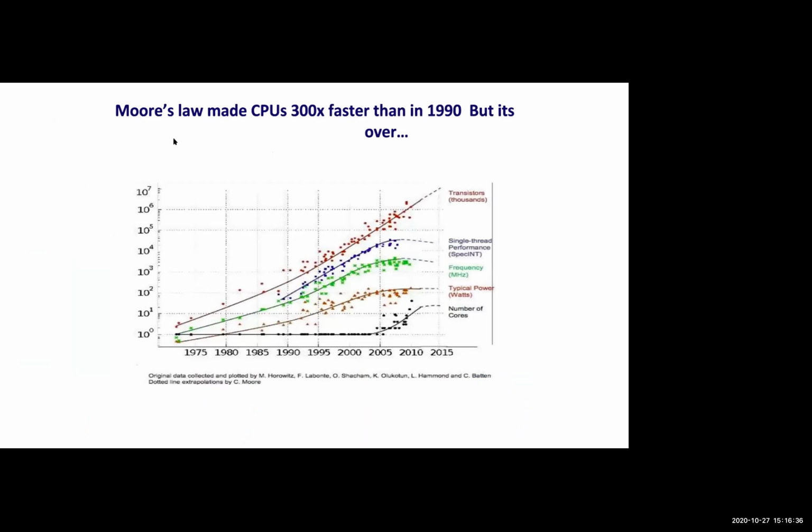Now, let's look at Moore's law. What is Moore's law? Gordon Moore, a founder of Intel, said that the number of transistors in a chip will double every 18 months or maybe every 2 years. Everybody remembers it as 2 years instead of 18 months.